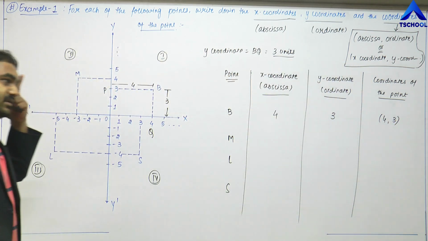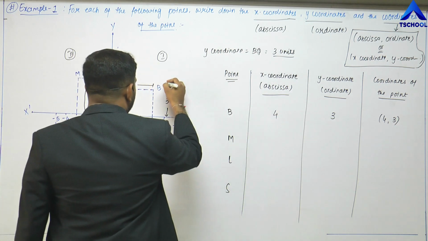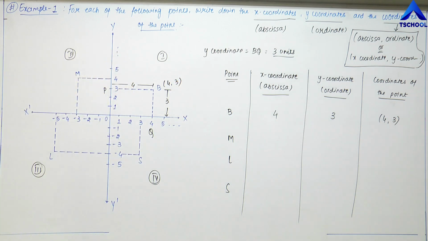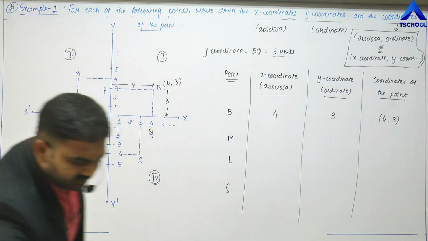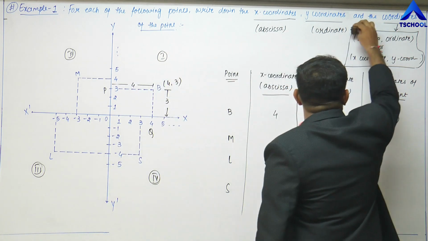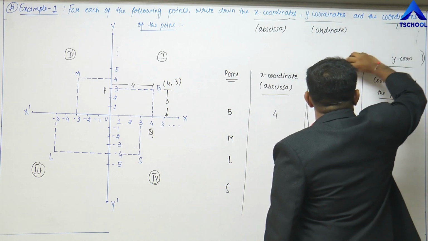Is it clear, everyone? So that is the coordinates of point B, and that is 4, 3. Is it clear, friends? This is how you can find out the coordinates of a point. Now let me erase this here, and we shall write down the coordinates for the rest of the 3.